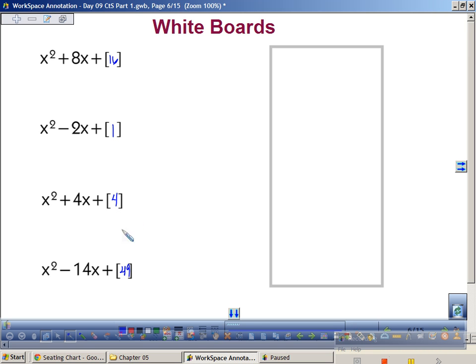What do you guys notice about this? Always positive. Right? Can you go as far as to actually put this into a perfect square for me? What would this be? X plus what?